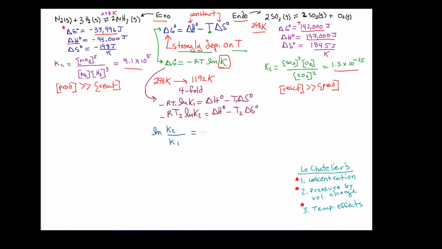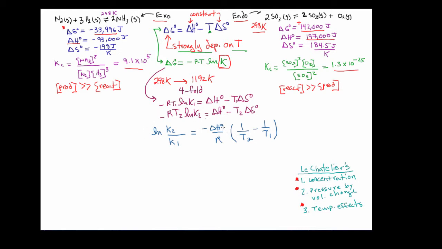And this is going to be equal to negative delta H naught over R times 1 over T2 minus 1 over T1. The delta S naughts, and you'll see when you do this, they end up canceling out. So this is our final equation right now.